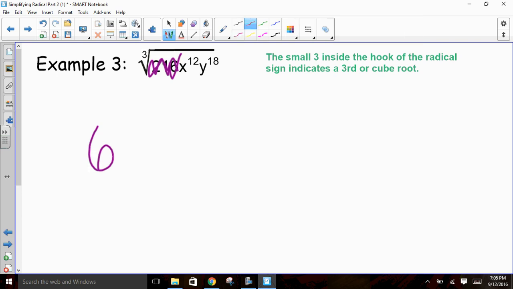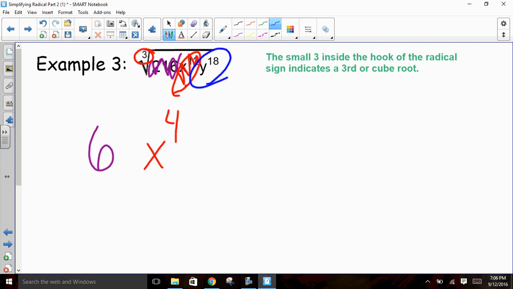Now let's take a look at my x's. Last time I divided by 2 because it was the square root. This time I'm going to divide by 3 because I have the cube root. It's telling me what it is based on that little small 3 in front of my radical sign. Can I take 12 divided by 3 and get a nice easy number? Yep, that gives me 4. So I have 6x to the 4th. I ended up using all my x's, so I can get rid of it. Don't need to worry about it.